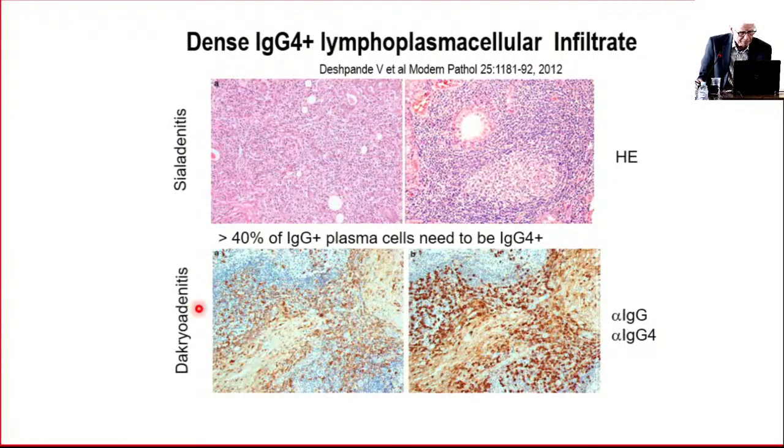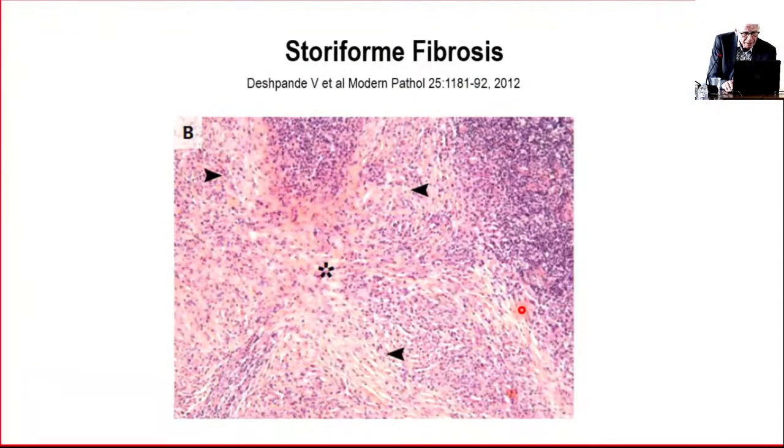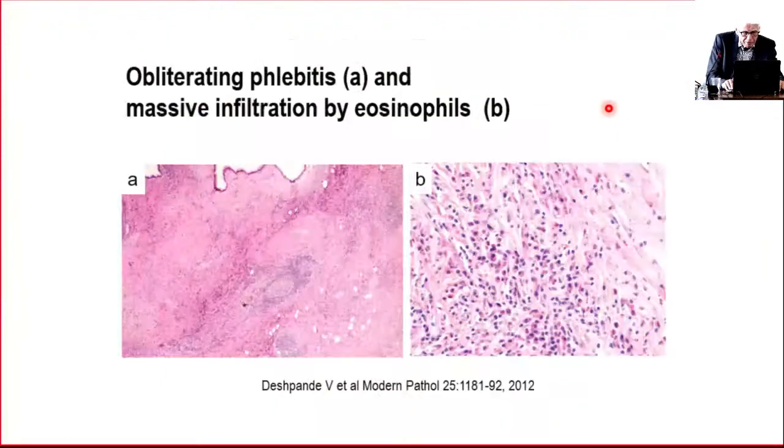And here is in the dacryoadenitis, staining with anti-IgG and anti-IgG4. And you see a very intense brown staining of cells that is typical for the IgG4 plasma cells. And the majority of the plasma cells are here IgG4 positive. And this is the storiform fibrosis. We call this verwirbelte Fibrose. Apparently the pathologists find this more or less typical. And then we have this obliterating phlebitis in these tissues, and also infiltration of eosinophils.